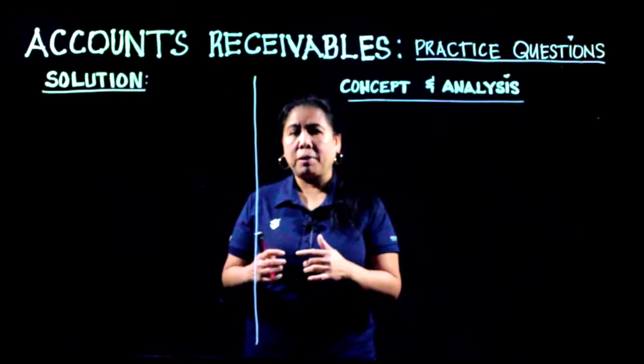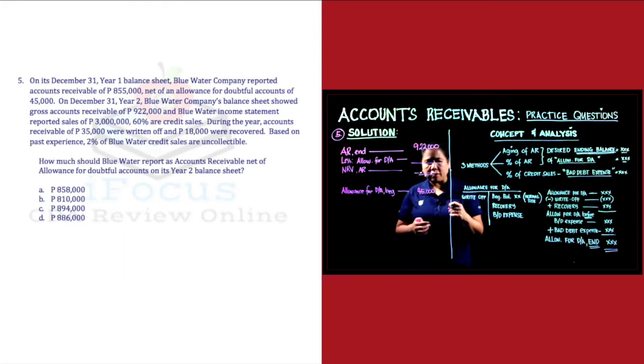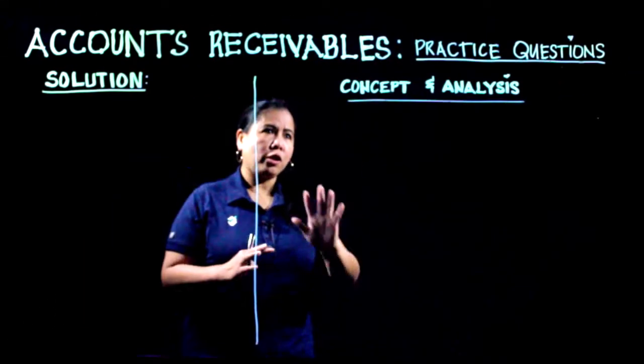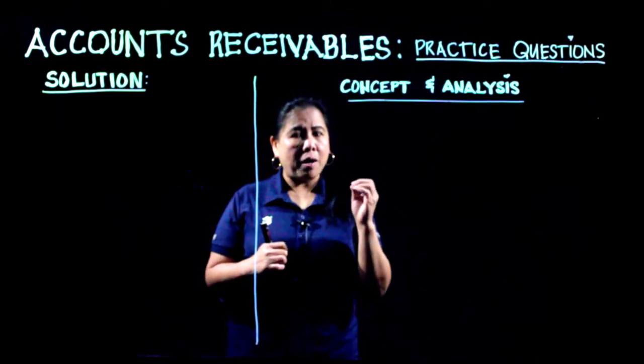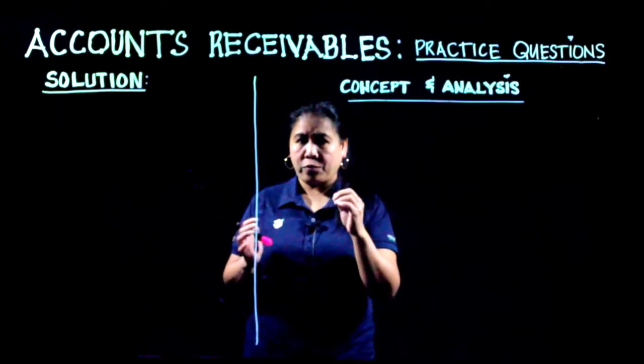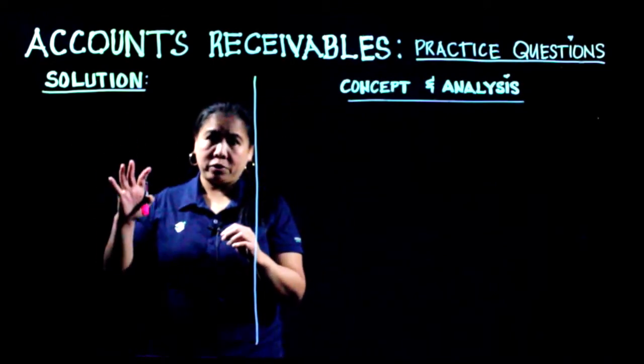Sa solutions naman, ganito ang gagawin natin. So yan ang beginning balance natin ng the allowance for doubtful accounts. Tapos, ang sabi ng problem natin is, during the year, the accounts receivable of 35,000 were written off. So, ano ang effect ng write-off? So, isusulat ko lahat ng mga concepts na kakailanganin natin para ma-analyze natin yung question for each questions. Then, isusulat natin dito yung mga solutions.